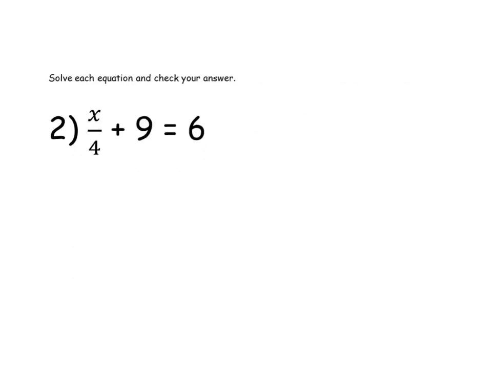So let's take a look at question number 2. X over 4 plus 9 equals 6. To solve this equation, it's helpful to draw a line through the equal sign to help us separate the left and the right side. Our goal is to solve for x. So our first step is to undo any addition to that term. We have a plus 9. We want to undo this addition, make it go to a 0. To get rid of a plus 9, we're going to subtract a 9.